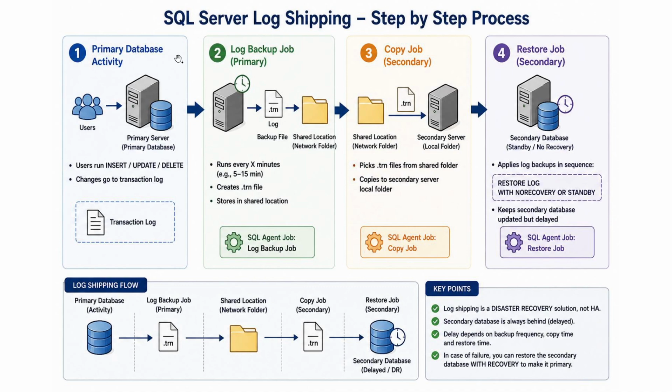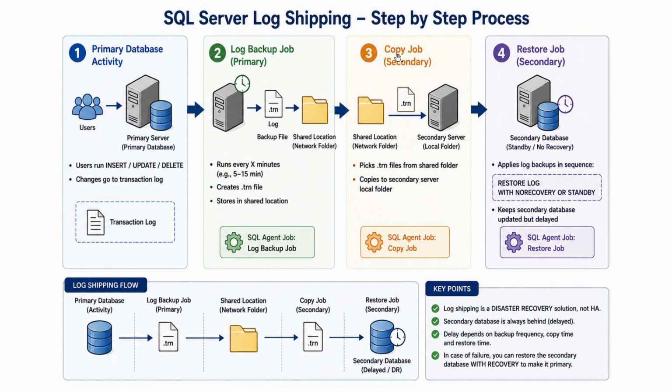We have a primary database where users are continuously doing transactions. The users are running insert, update, and delete, and the changes go to the transaction log. You have a log backup job which runs on the primary. It's an agent job which runs every X minutes, your choice based on your business requirement. You can run it every 5 minutes, every 15 minutes, every 1 hour, every 1 day, completely your choice. It will create a TRN file. This TRN file needs to be stored in a shared location.